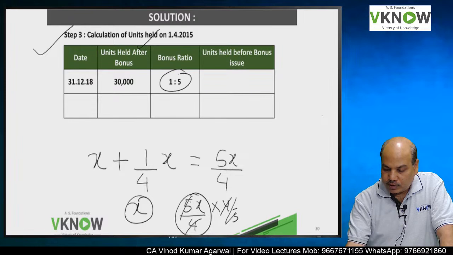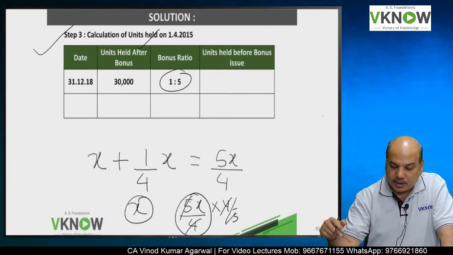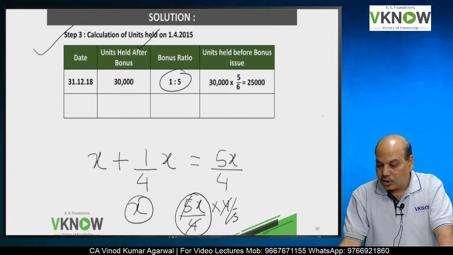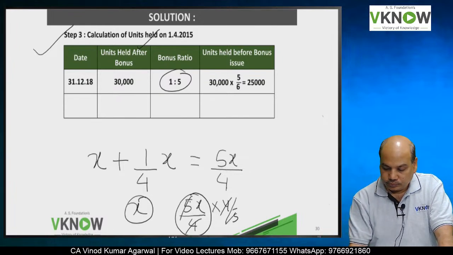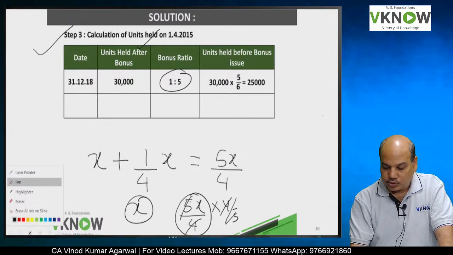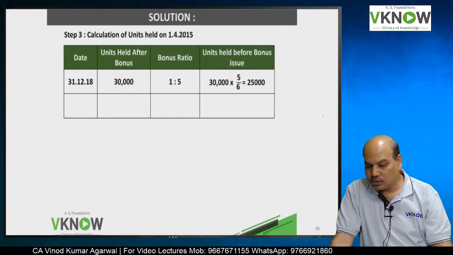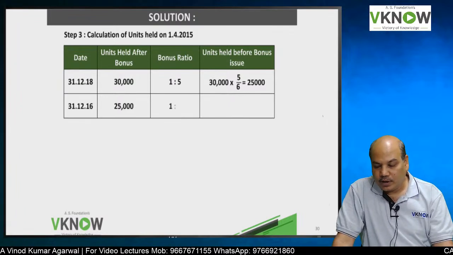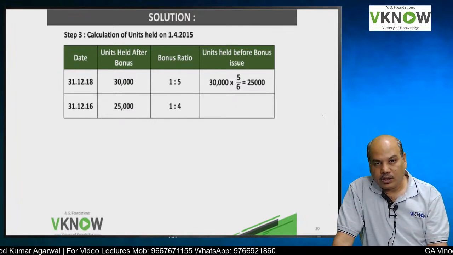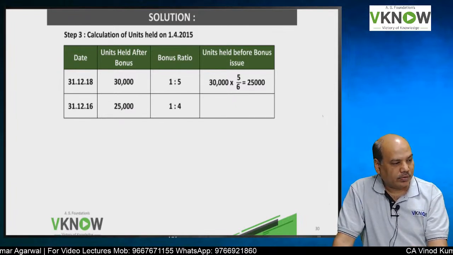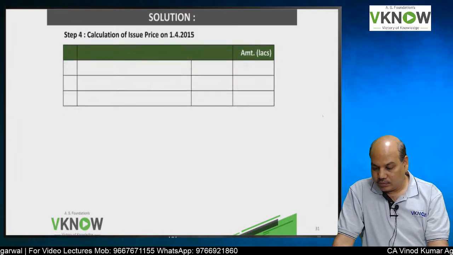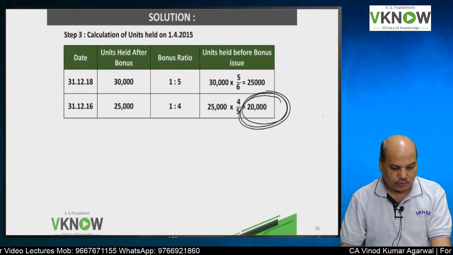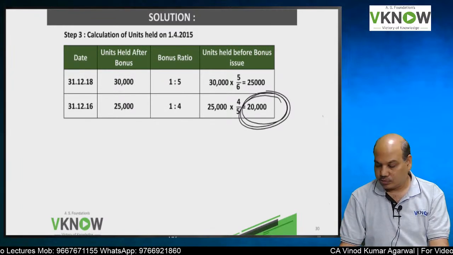If it is 1:5, I have to multiply by 5/6 to get the unit before bonus issue. So 30,000 into 5/6, 25,000. Now 25,000, 1:4, I will multiply by 4/5, 20,000. So the answer is, at the beginning on 1/4/15, 20,000 units were acquired.